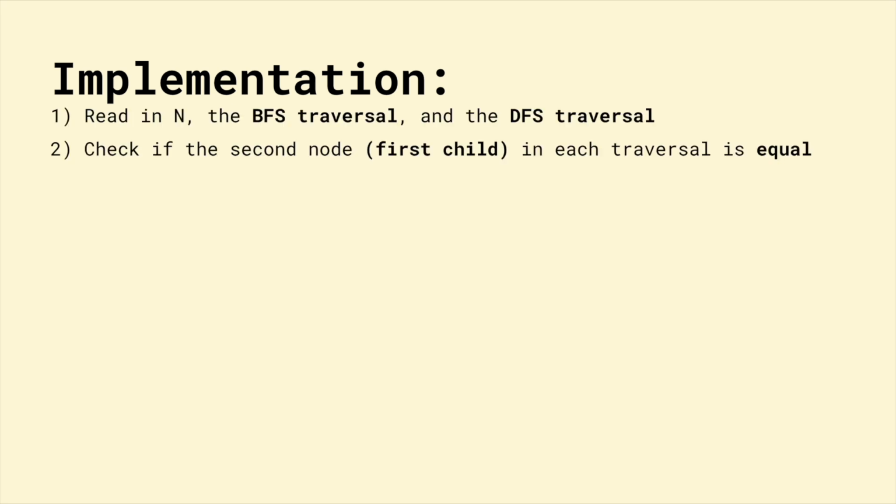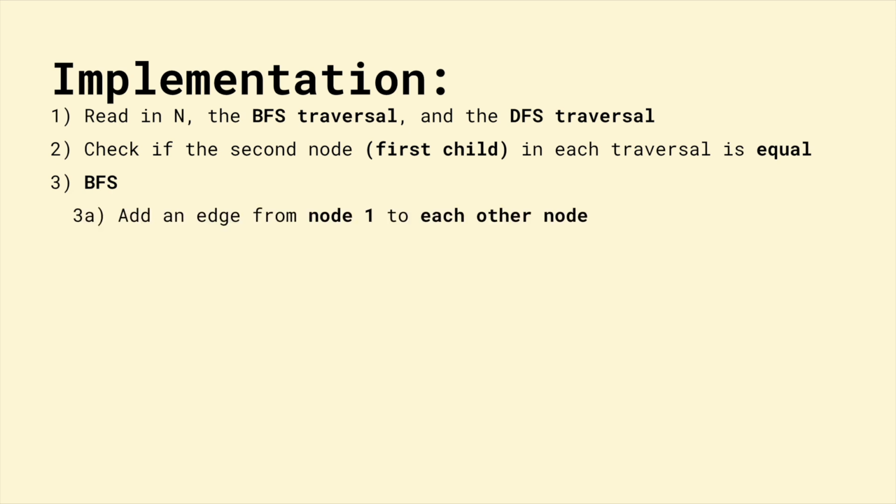We then check if the second node, or the first child, is equal. If not, we output -1. Otherwise, we can move on to the BFS. For BFS, we just add an edge from node 1 to each other node.